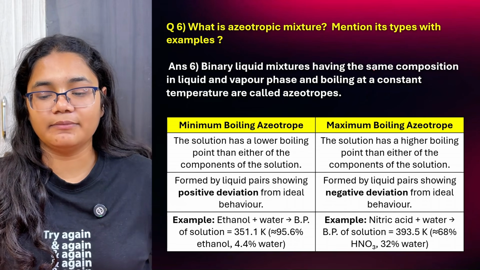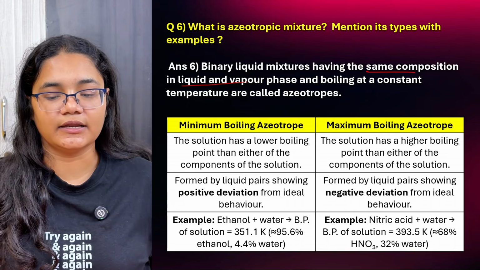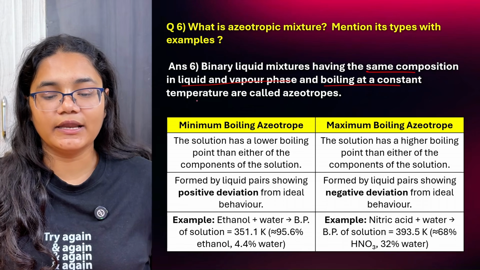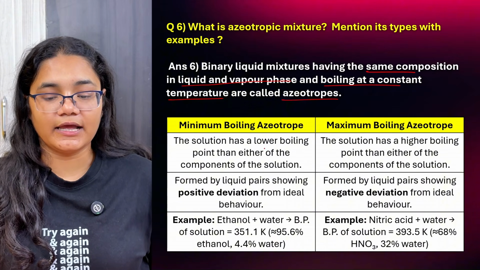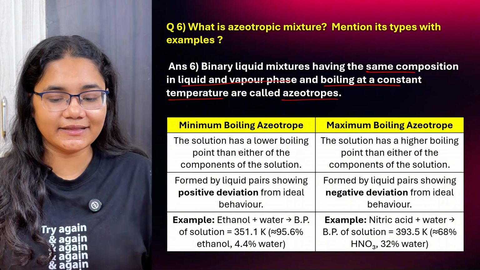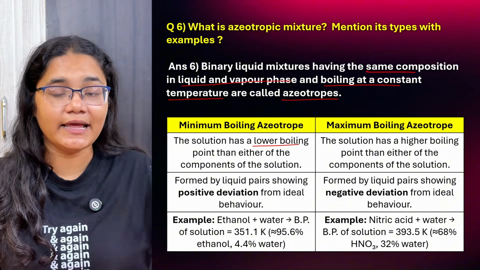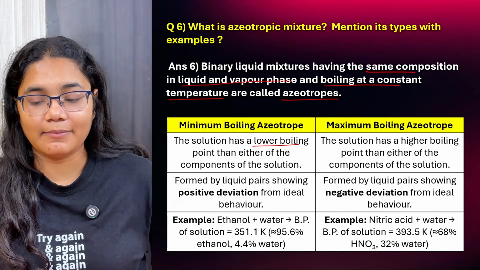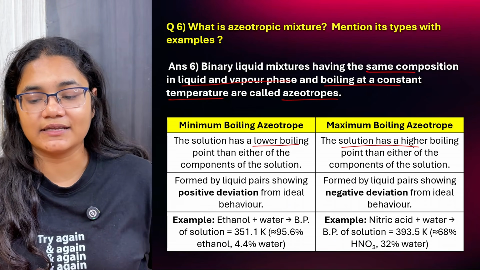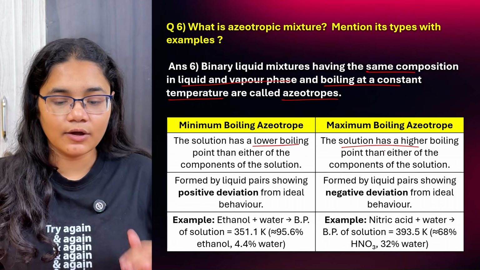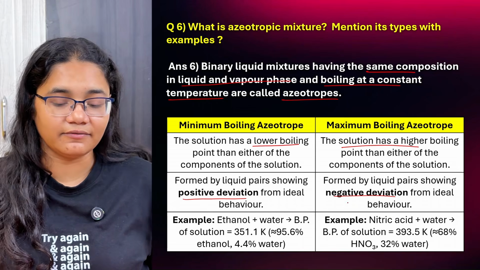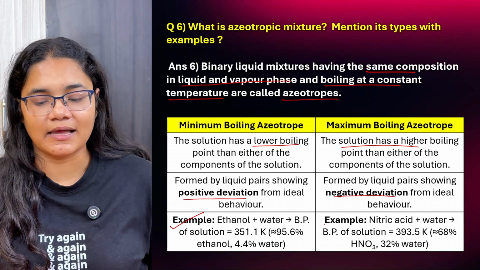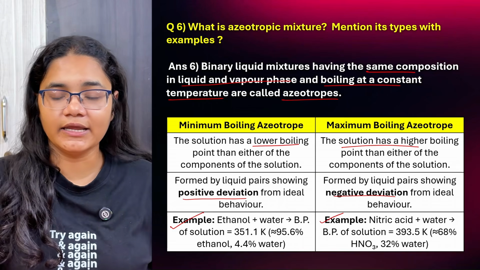Next we have: what is an azeotropic mixture, mention its types with examples. Binary liquid mixtures having the same composition in the liquid and the vapor phase and boiling at a constant temperature are called azeotropes. In a minimum boiling azeotrope, the solution has a lower boiling point than either of the components, and in a maximum boiling azeotrope, the solution has a higher boiling point than either of the components. The minimum boiling one is formed by positive deviation, the maximum boiling one by negative deviation, and here you have examples of maximum and minimum boiling azeotropes.